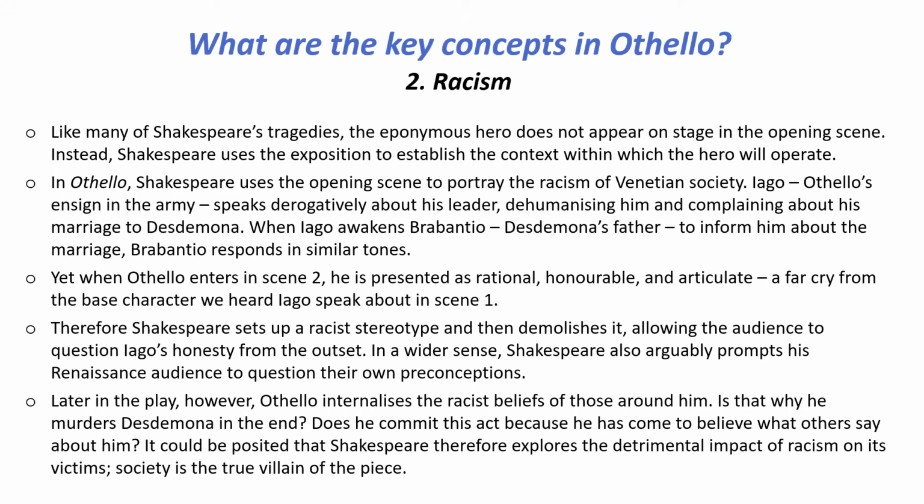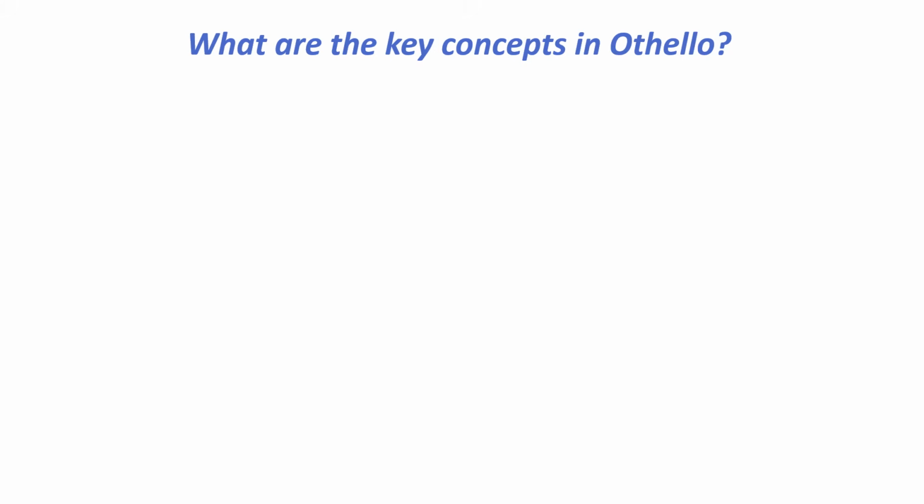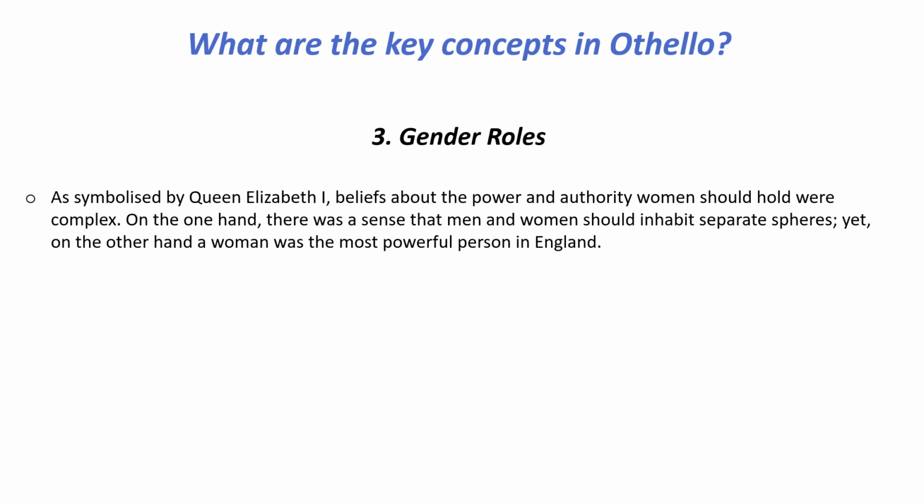racist ideas. Another key concept that we need to consider is that of gender roles in the play, and I've already mentioned Queen Elizabeth I. Now, she, I suppose at the time, symbolised these ideas about power and authority that women should have. So she represented this idea that a woman could be the most powerful person in England. But on the other hand, there was an idea that actually men and women should inhabit different spheres, and that biologically they were created to have different roles.